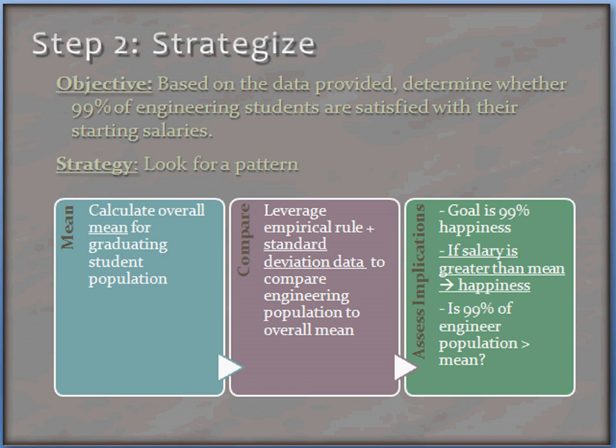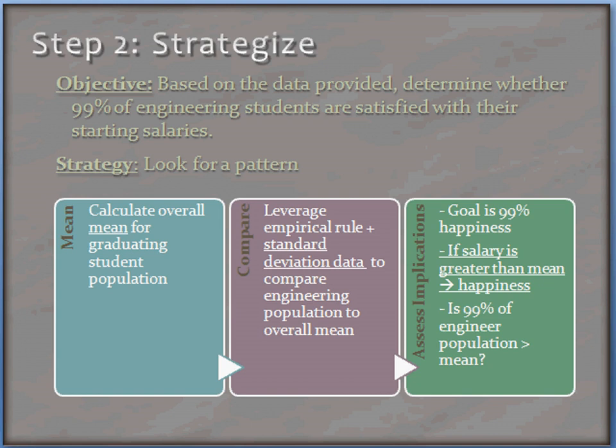Are you beginning to formulate a strategy? Let's think about how we can solve this problem. We want to look for a pattern. That is, we want to look for the pattern of mean incomes in engineering students compared to the pattern of mean incomes or income distributions of the overall student population and compare those 2 distributions.